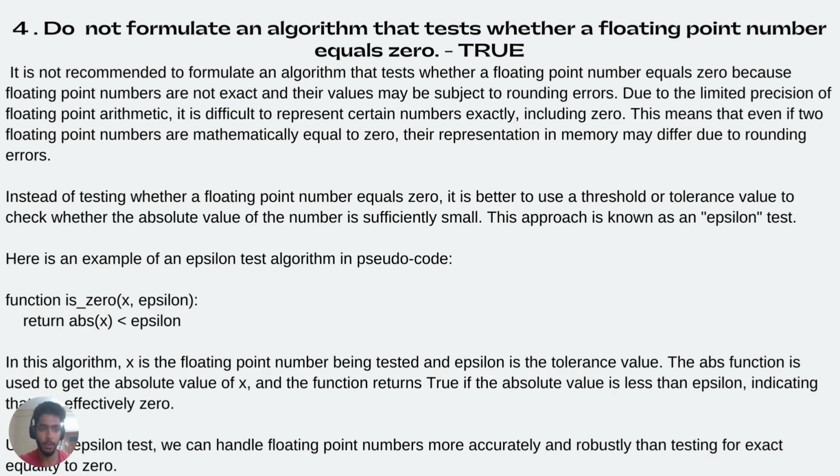You can read this. In this algorithm, x is the floating point number being tested, and epsilon is the tolerance value. The ABS function is the absolute value of x, and the function returns true if the absolute value is less than epsilon, indicating that it is effectively zero. With the epsilon test, we can handle floating point numbers more accurately and robustly than testing for exactly equal to zero. Okay, let's move to the next question.